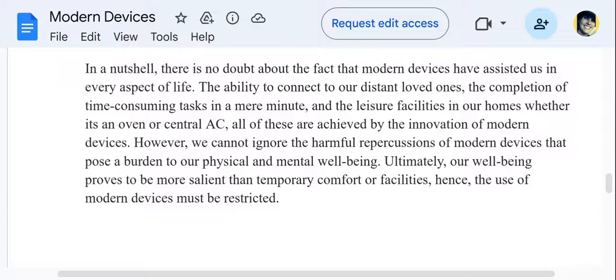However, we cannot ignore the harmful repercussions of modern devices that pose a burden to our physical and mental well being. Ultimately, our well being proves to be more salient than temporary comfort or facilities. Hence, the use of modern devices must be restricted.